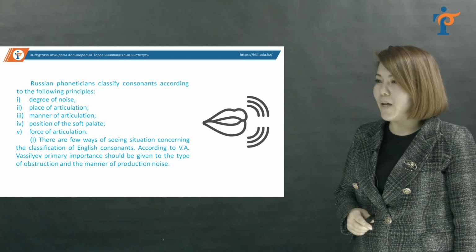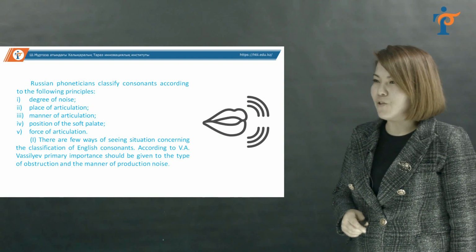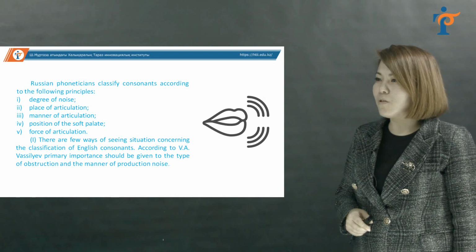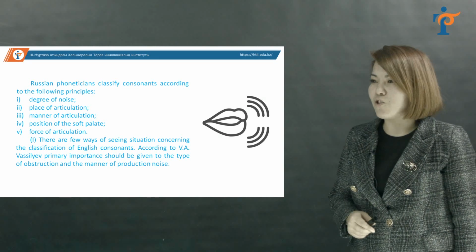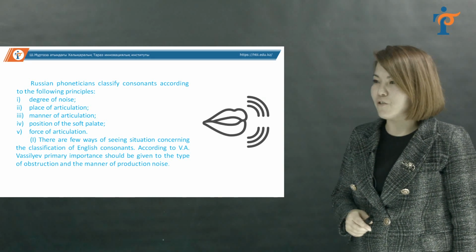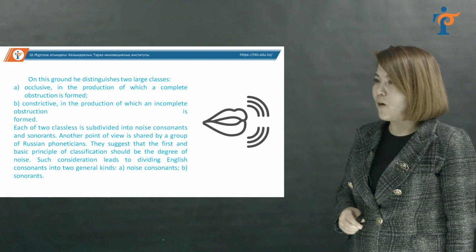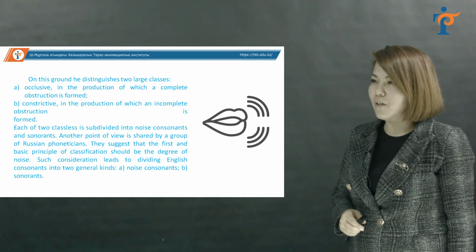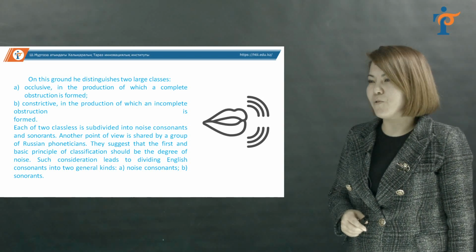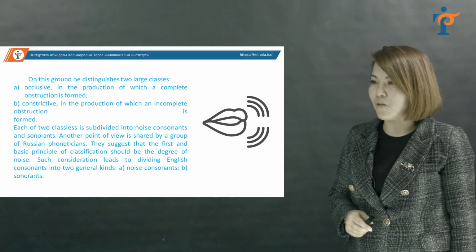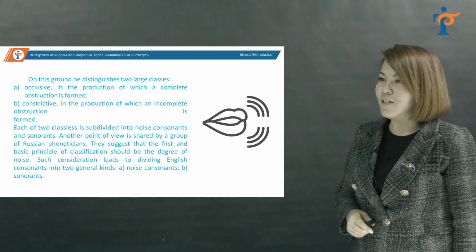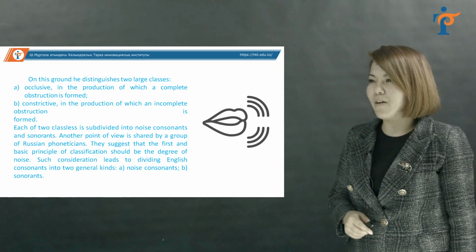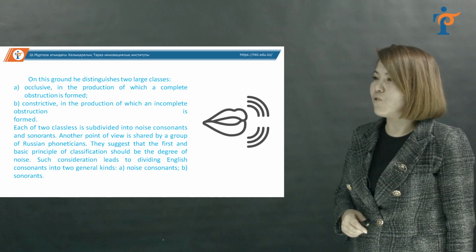There are a few ways of seeing the situation concerning the classification of English consonants. According to Vasilyev, primary importance should be given to the type of obstruction and the manner of production of noise. On this ground, he distinguishes two large classes: occlusive, in the production of which a complete obstruction is formed; and constrictive, in the production of which an incomplete obstruction is formed. Each of the two classes is subdivided into noise consonants and sonorants.